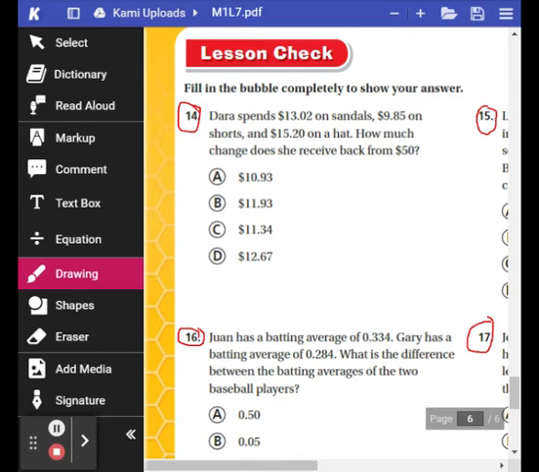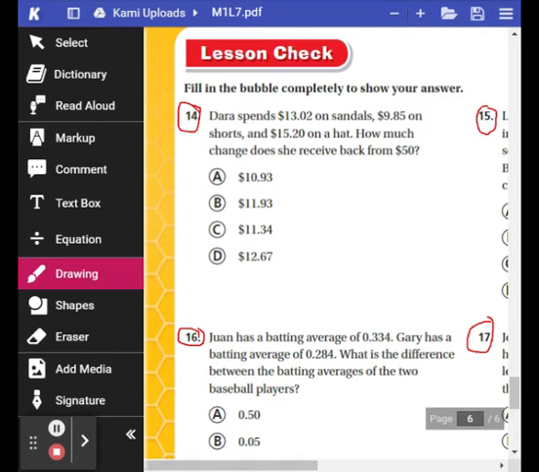Okay, now I need to add these up first, right? So 2 plus 5 and plus 0 equals 7. 8 plus 2 is 10, plus 0, it makes it 10. I'm going to regroup my 1, bring down my decimal point.